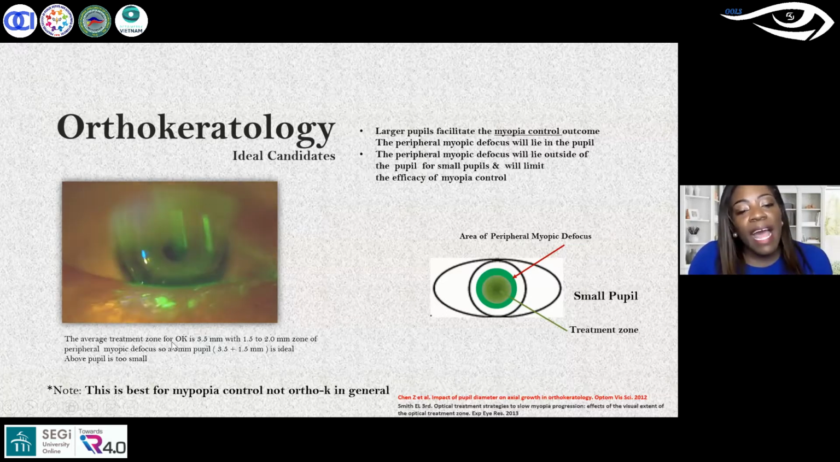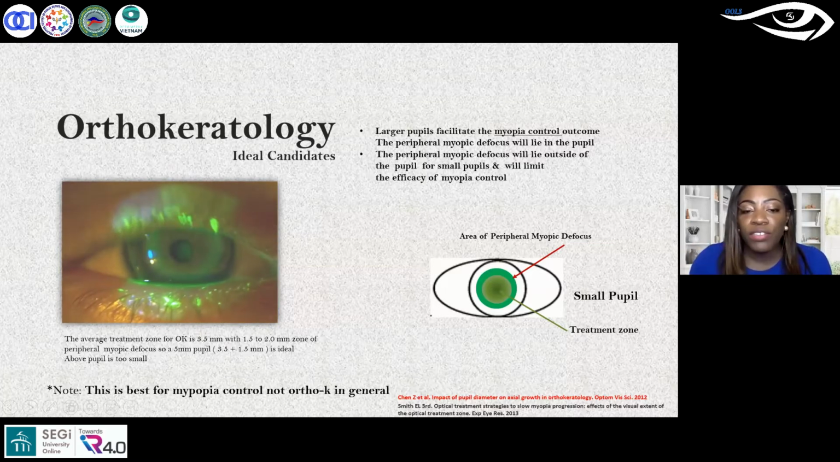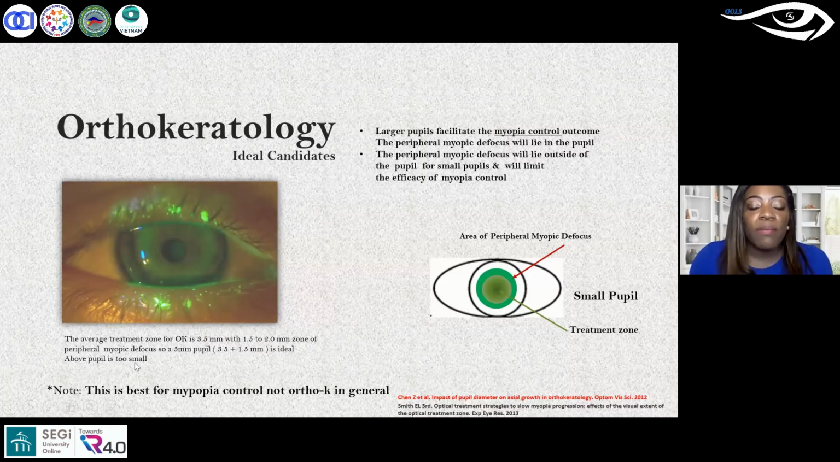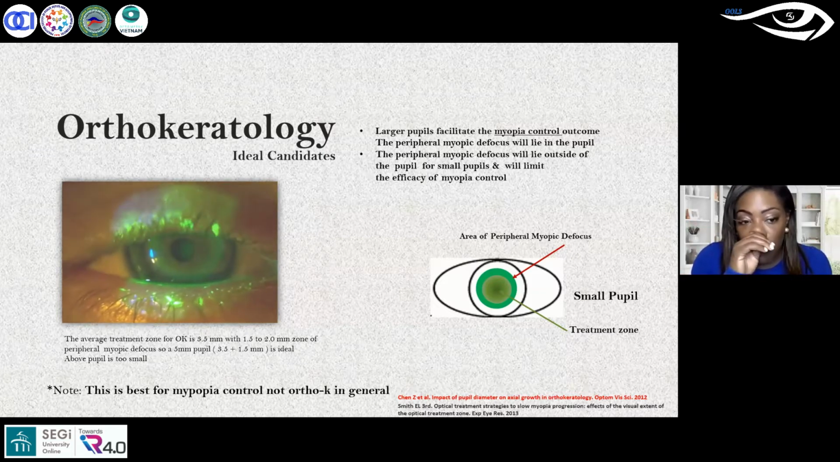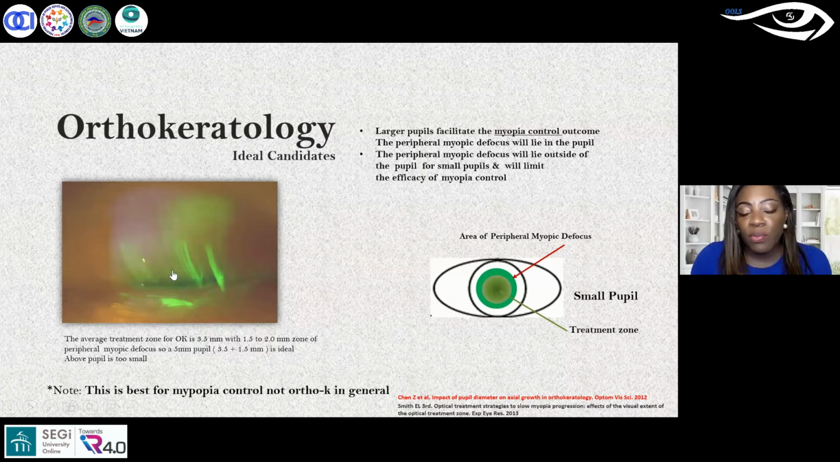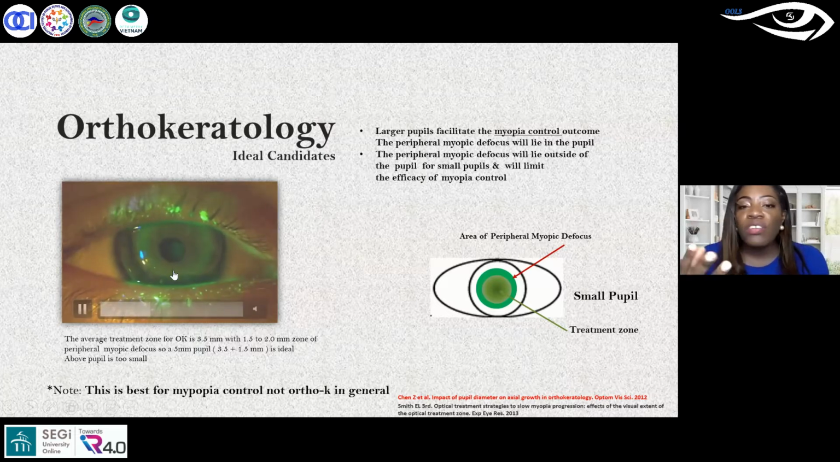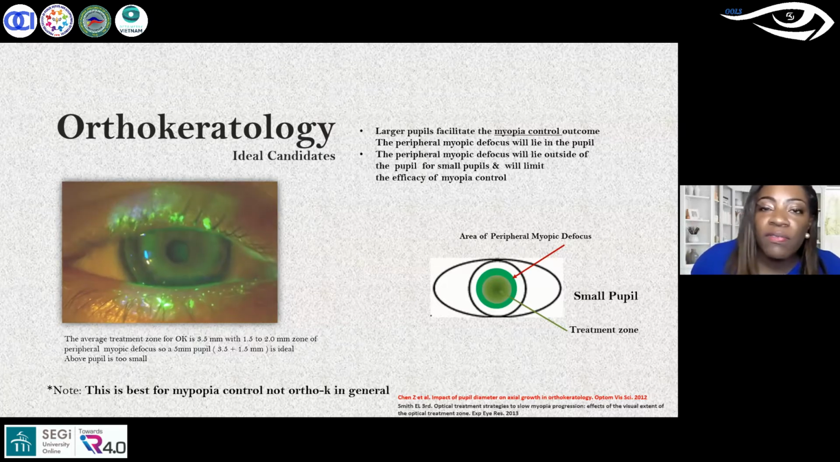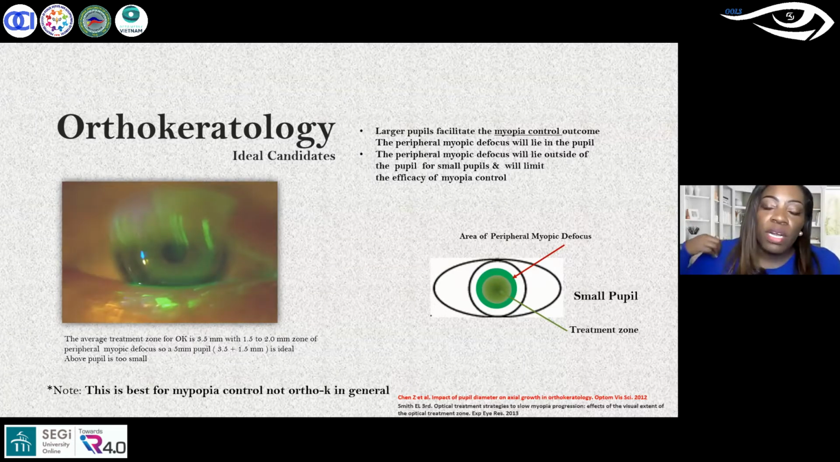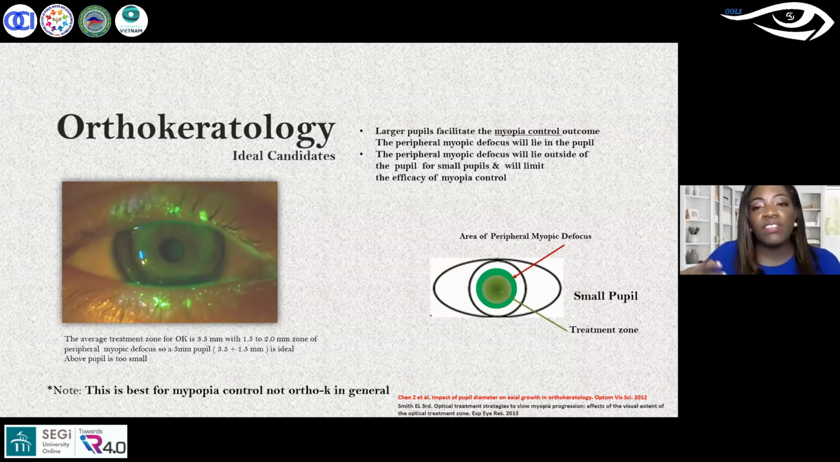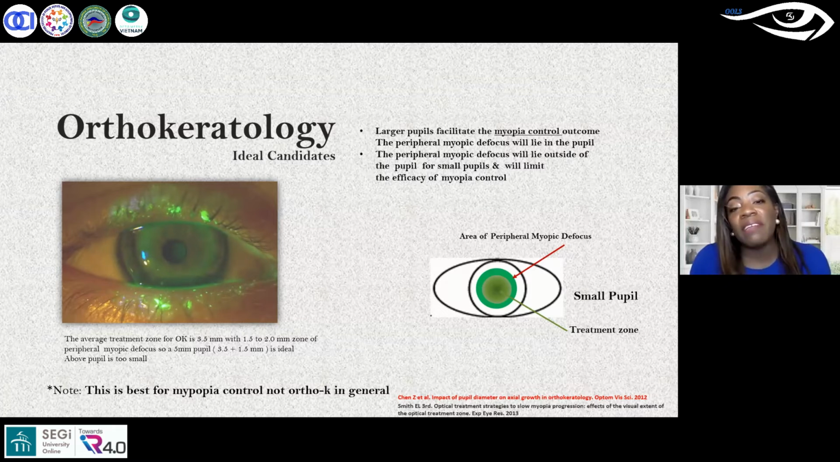If we think about the average treatment zone size for ortho-K, it's around 3.5 to 4 millimeters. And then that outside zone of peripheral myopic defocus is 1.5 to 2 millimeters. Ideally, you'll want a pupil size to be around 5 millimeters. Again, the pupil above is too small. So that's why, when you're selecting your candidates for ortho-K for myopia control, not for the traditional means, you want to look at that pupil size and maybe want it to be 5 millimeters or bigger.